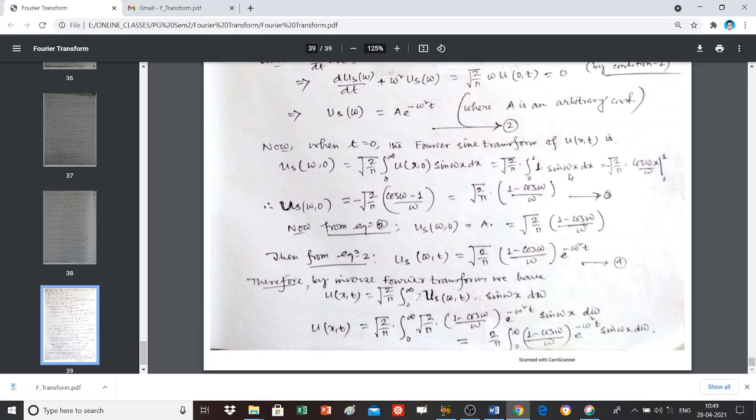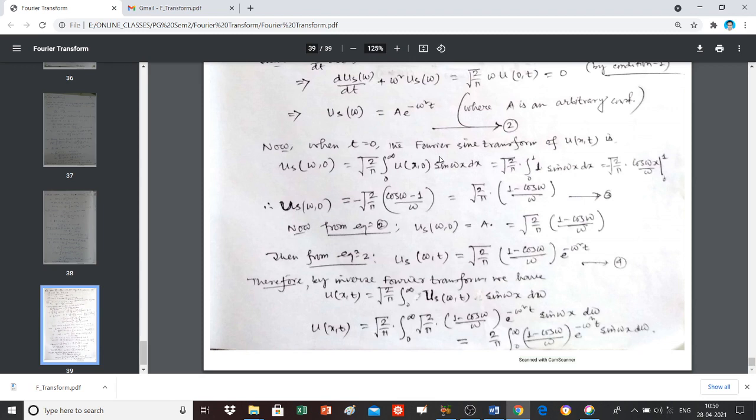So now writing this, 2 by pi, square root, and the integration of sine omega x is equal to minus cos omega x by omega, with the limits 0 to 1. So u_s(omega, 0) is equal to, with this minus sign, square root 2 by pi, then for x equal to 1, cos omega by omega, and minus, for 0 it is 1. So you can write minus square root 2 by pi (cos omega minus 1) by omega, that is equal to square root 2 by pi (1 minus cos omega) by omega. You can write this also.